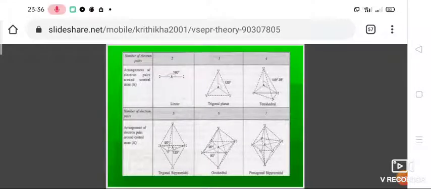So here the shape is given, how to draw the line for the shape of different molecular geometry of the particular covalent compound. So linear shape, trigonal planar, tetrahedral, trigonal bipyramidal, octahedral. If 2 electrons are there, this is linear. If 3 electron pairs are there, trigonal planar. It goes on like that.